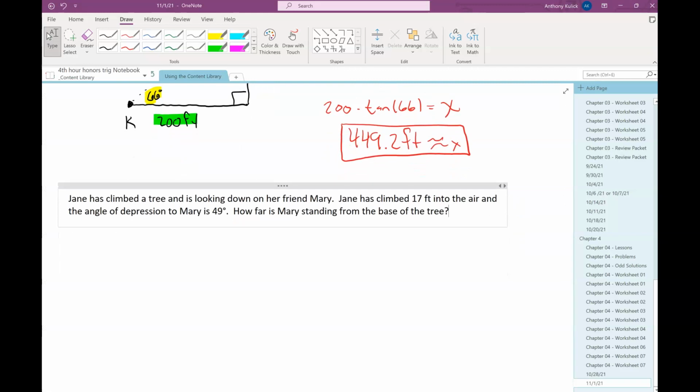Let's do another. So here it says Jane has climbed a tree and is looking down at her friend Mary. Jane has climbed 17 feet in the air, and the angle of depression to Mary is 49 degrees. How far is Mary standing from the base of the tree?